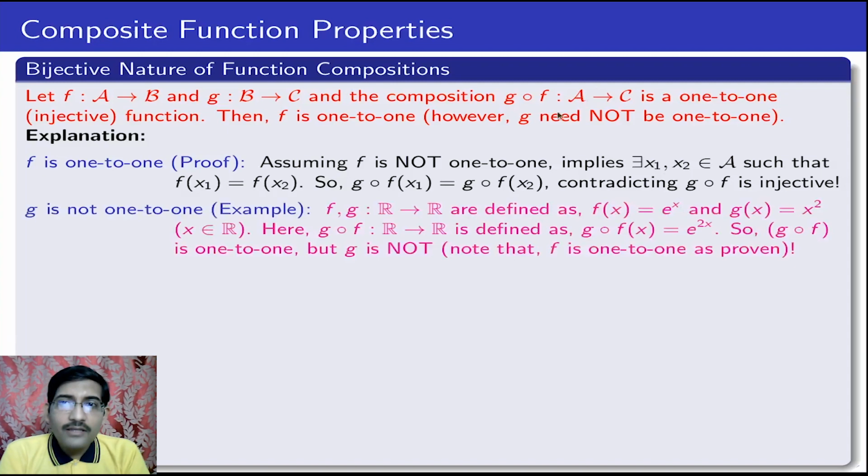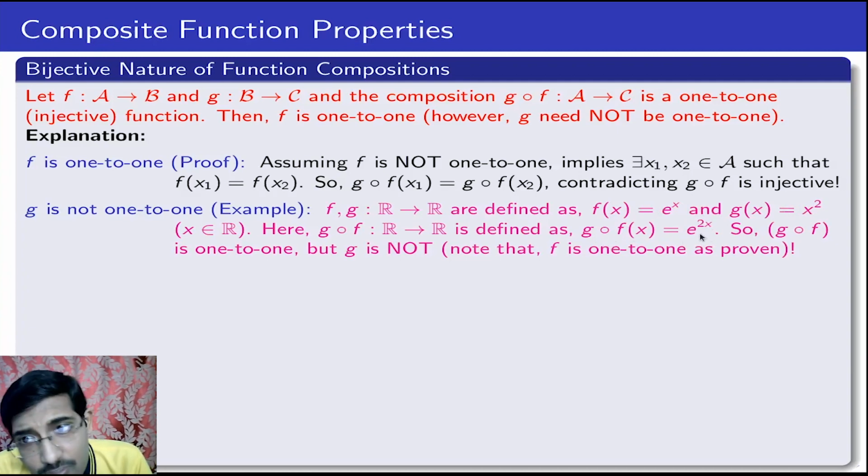However, g need not be, because let us take an example. f and g are from real to real. f(x) is e to the power x and g(x) is x square. Now g∘f is defined as first you apply f(x) then g, so e to the power x whole square, which is e to the power 2x. Now see, g∘f(x) is 1 to 1, definitely e to the power 2x is 1 to 1. f(x) is 1 to 1, we have proven it. If g∘f is 1 to 1, f is 1 to 1 as per the proof.